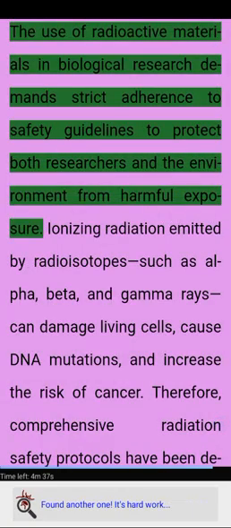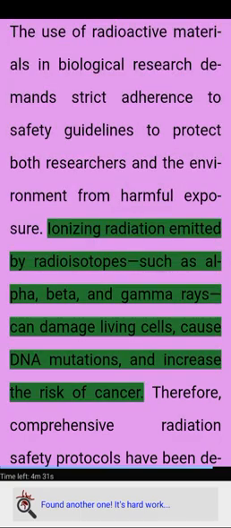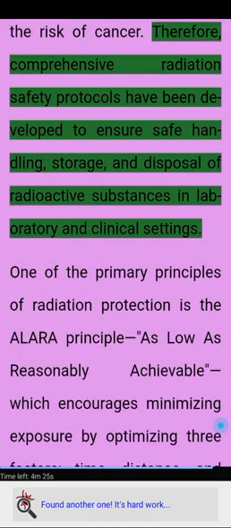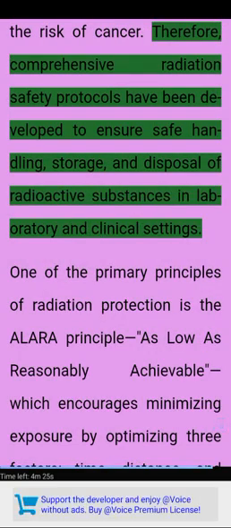The use of radioactive materials in biological research demands strict adherence to safety guidelines to protect both researchers and the environment from harmful exposure. Ionizing radiation emitted by radioisotopes, such as alpha, beta, and gamma rays, can damage living cells, cause DNA mutations, and increase the risk of cancer. Therefore, comprehensive radiation safety protocols have been developed to ensure safe handling, storage, and disposal of radioactive substances in laboratory and clinical settings.